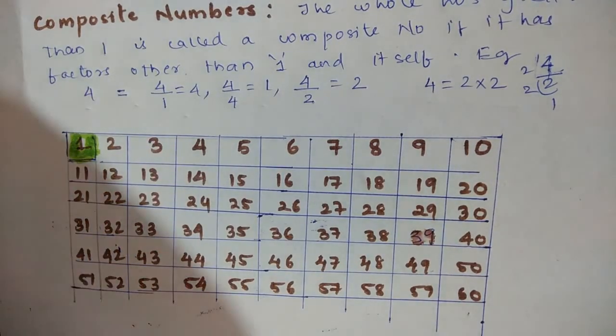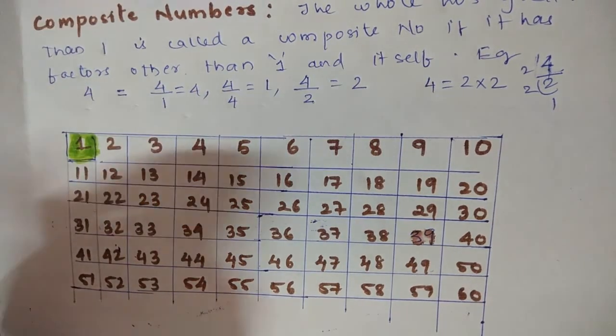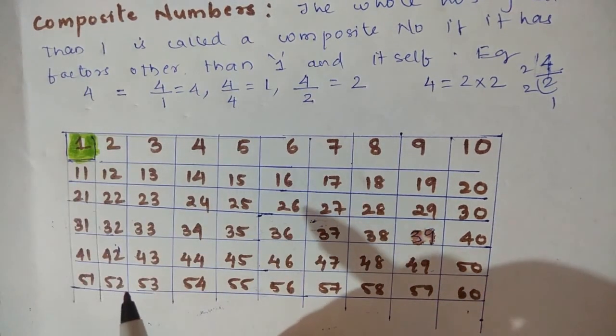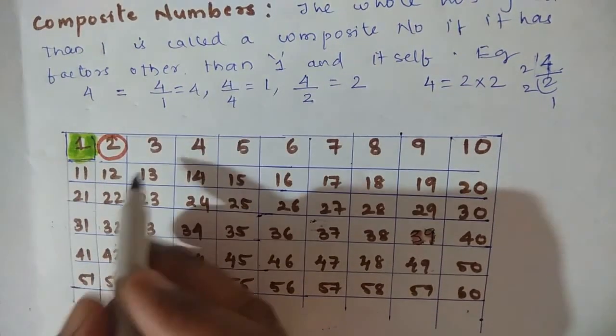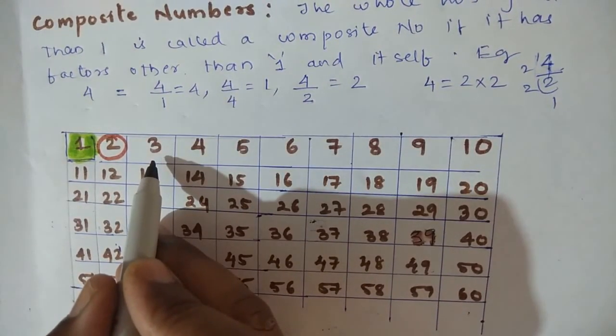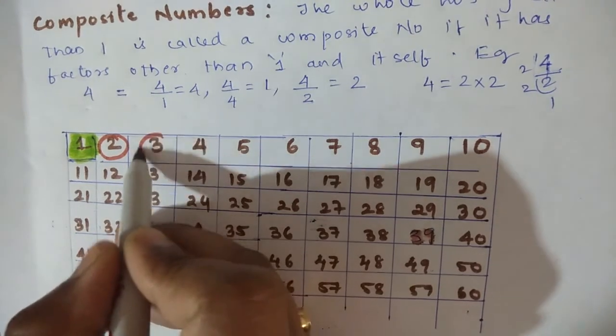Now come to 2. So what about 2? 2 is what type of number? It will be a prime number. So 2 is a prime number. What about 3? 3 has factors only as 1 and itself. So 3 is also a prime number.